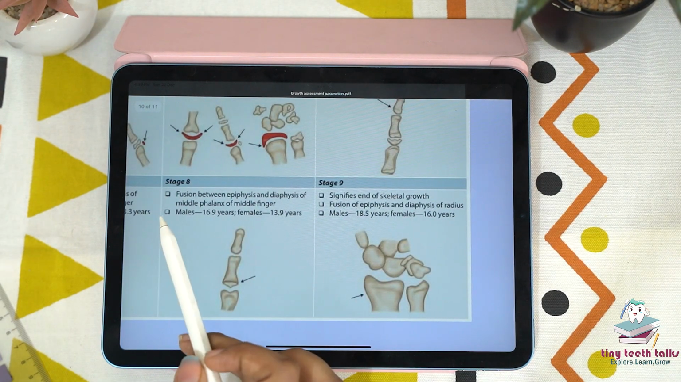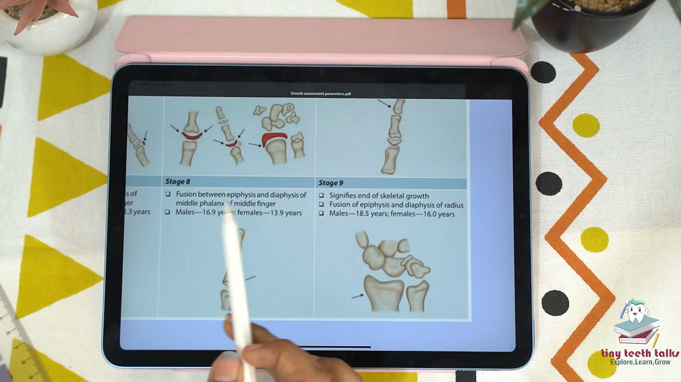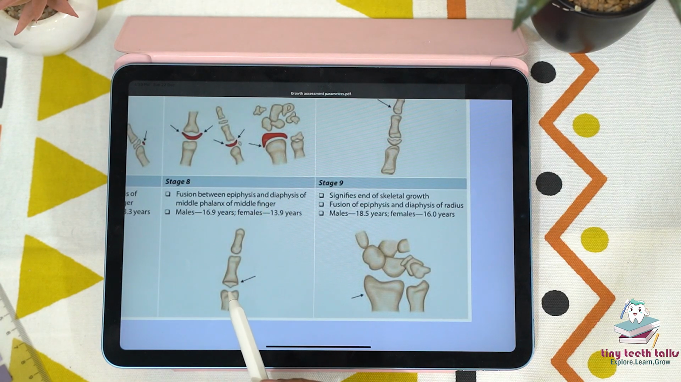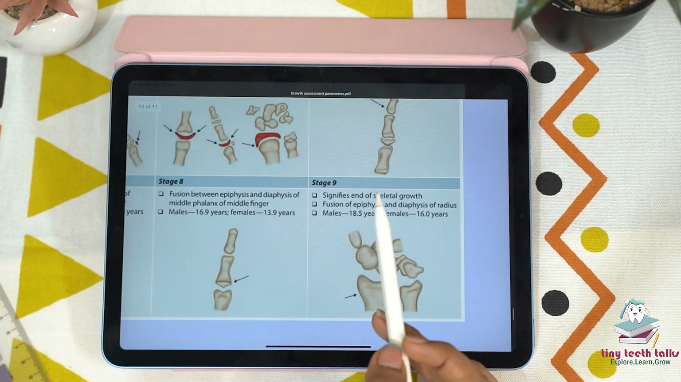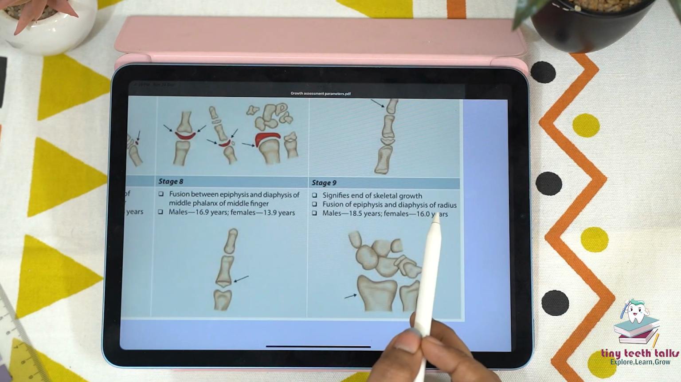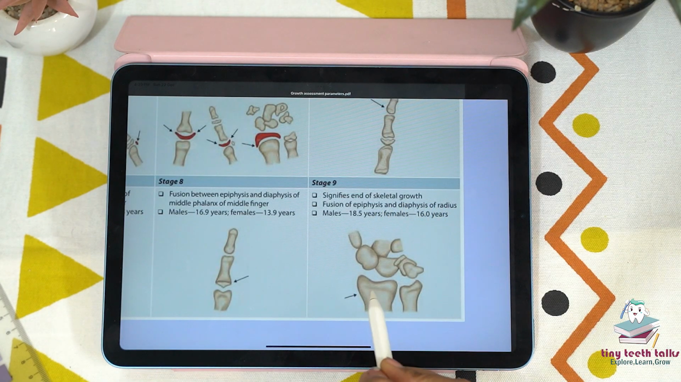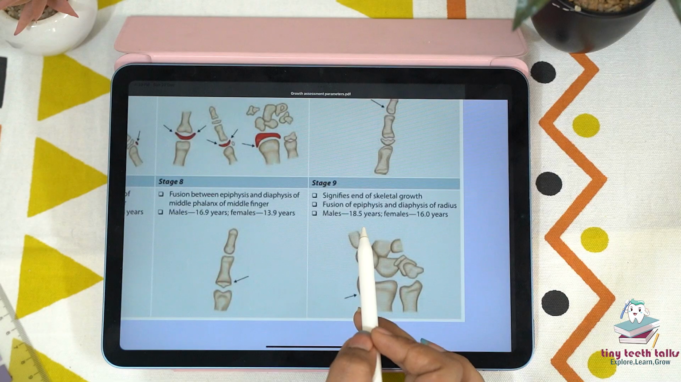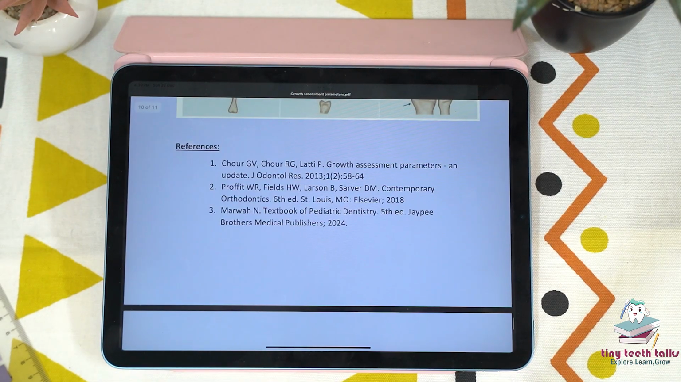In stage 8, fusion between epiphysis and diaphysis of the middle phalanx of the middle finger. And the age is male 16.9 years and female 13.9 years. And stage 9 signifies end of the skeletal growth: fusion of epiphysis and diaphysis of the radius. This is the radius bone. So there is a union of the epiphysis and the diaphysis, and the age for male is 18.5 years and female 16 years. These are the references.